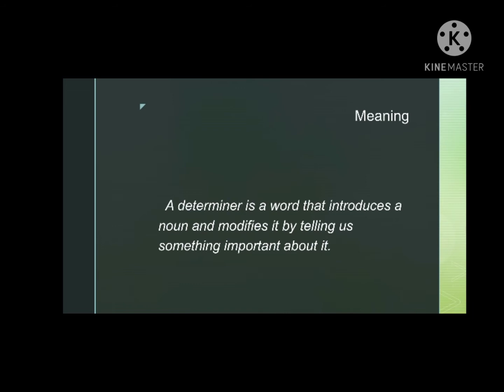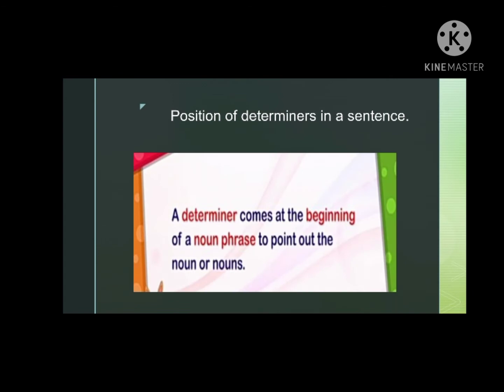A determiner is a word that introduces a noun and modifies it by telling us something important about it. This is called a determiner. What is the position of a determiner? A determiner comes at the beginning of a noun phrase to point out the noun or nouns.